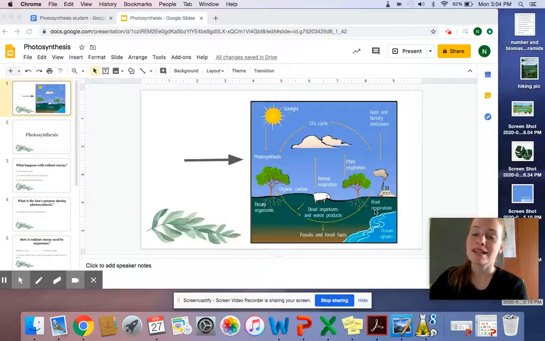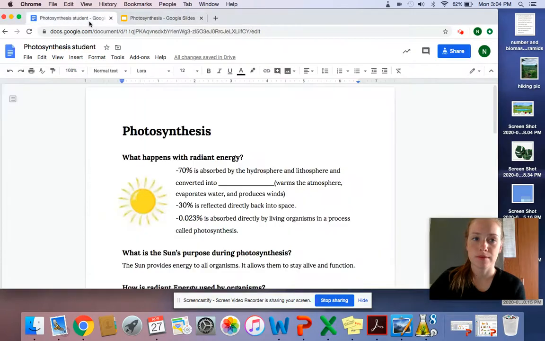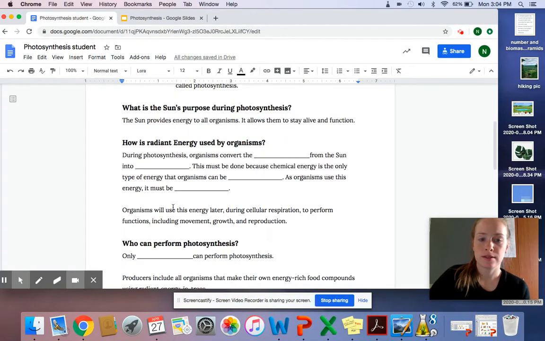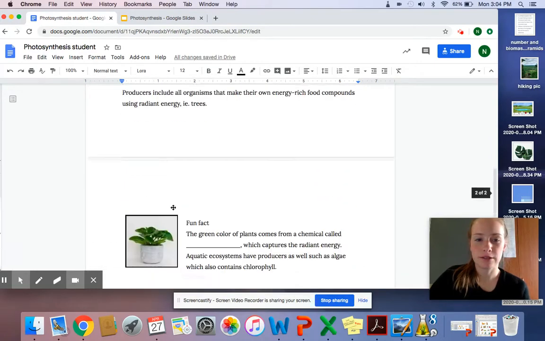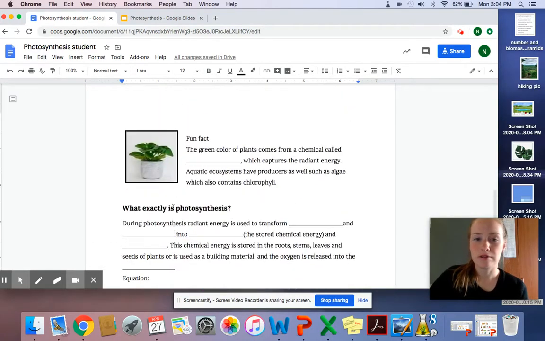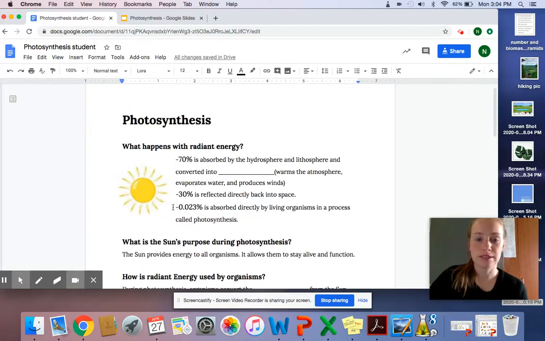Hi everyone! Now that we've seen how carbon cycles around the Earth, we're going to take a look at how producers, such as this tree, use that carbon as well as other things during a process that we call photosynthesis. This is the document that you'll need. As you can see, it's a fill in the blank, and you'll find all of this on the Google Slides.